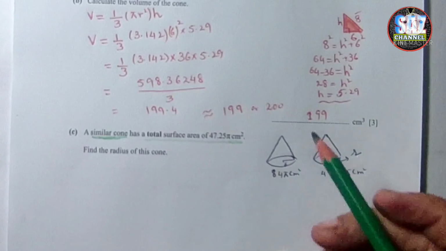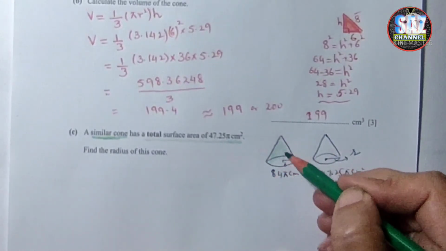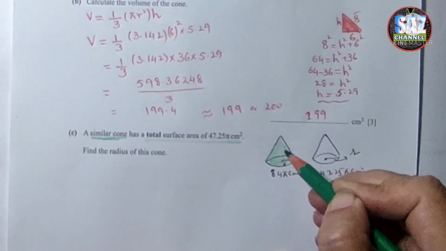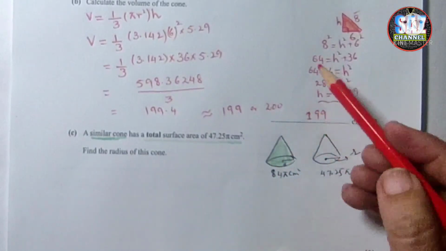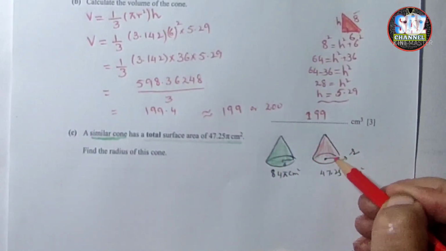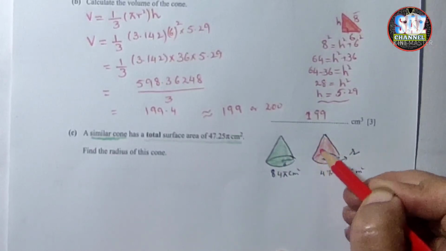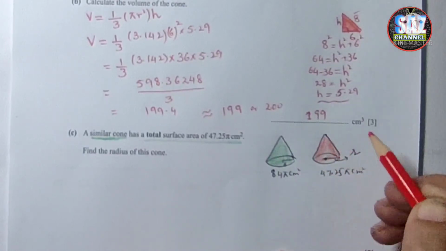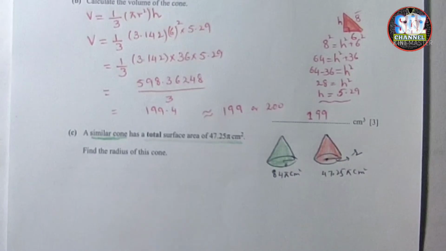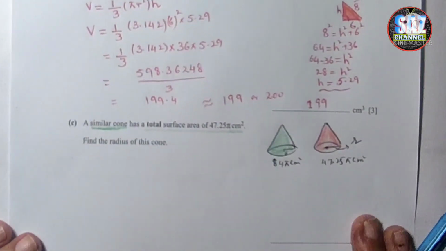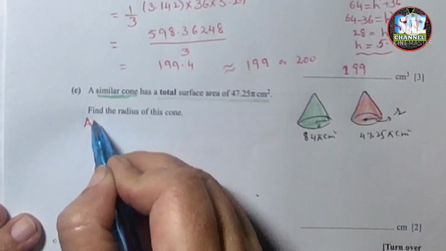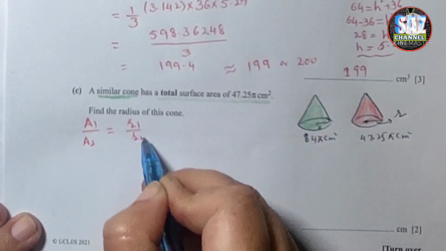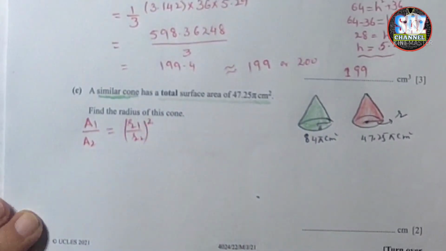Okay, so try to recall the concept of similarity. When two figures are geometrically similar, what is the rule and what is the relationship between the areas? We know that when two figures are geometrically similar, the ratio between the areas will be equal to the square of the ratio of their corresponding sides. So according to that rule, area 1 upon area 2 equals radius 1 upon radius 2 whole square, or we can take it as k square.